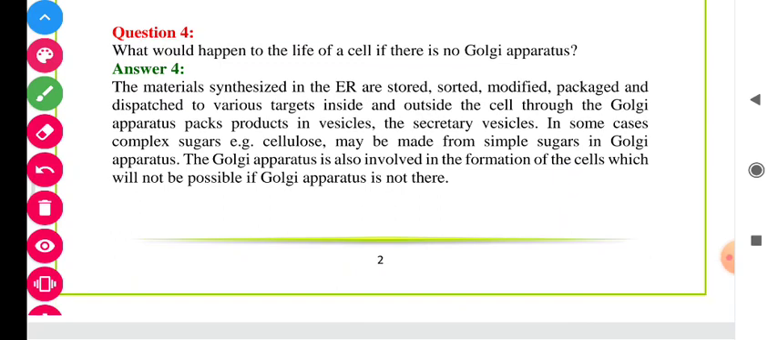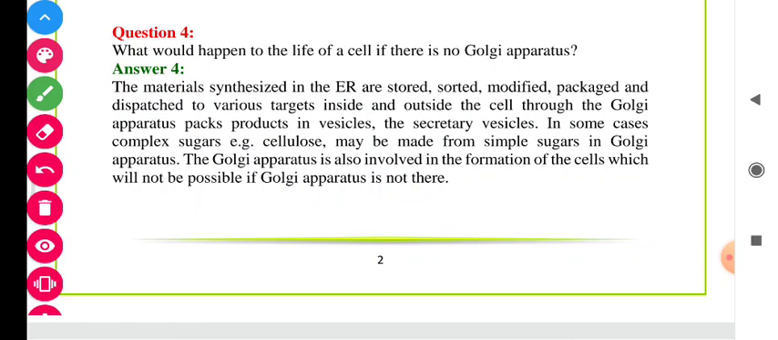Question number 4. What would happen to the life of the cell if there is no Golgi apparatus? If there is no Golgi apparatus, then the material synthesized in the ER, which is stored, sorted, modified, packaged and dispatched to various targets inside and outside the cell through the Golgi apparatus, would be affected. The Golgi apparatus is a transportation device of the cell, which transports, modifies, packs, stores and sorts various materials. So that transportation does not take place if the Golgi apparatus is not there.